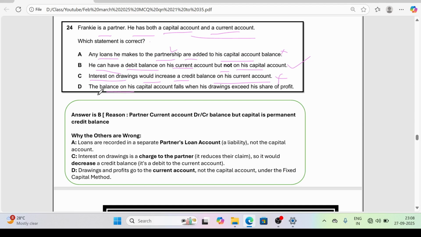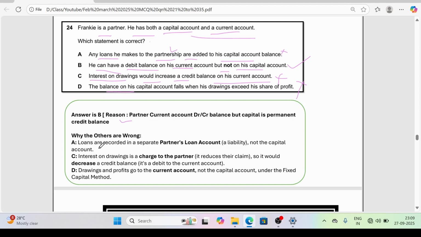So the balance on his capital account falls when drawings exceed his share of profit. This is also incorrect. Here I have already given the answer. Let's discuss that one. Answer is B. Reason: a partner's current account can have a debit or credit balance, but capital is permanently a credit balance. The answer is B. Then why are the others wrong? A, C, and D.